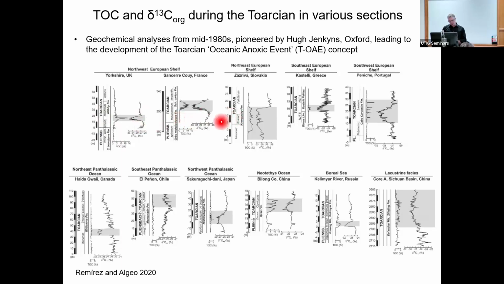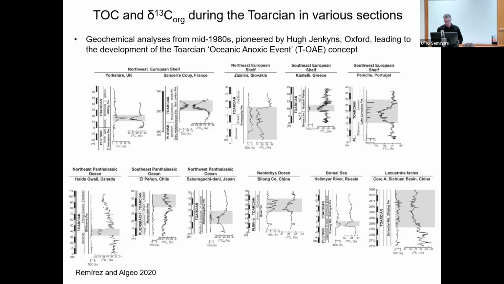This graph shows sections across the world. Here we have France, here we have Slovenia into Greece, Peniche in Portugal. And in all of these sections, you see this negative carbon isotope shift. It's one of the largest in the whole of the Phanerozoic, and therefore implies some really considerable perturbations to the global carbon cycle at this particular period of time. Another thing to point out on these graphs is that quite a lot of the southern hemisphere, not the southern European sections, like Peniche here, have very low total organic carbon, so virtually none.